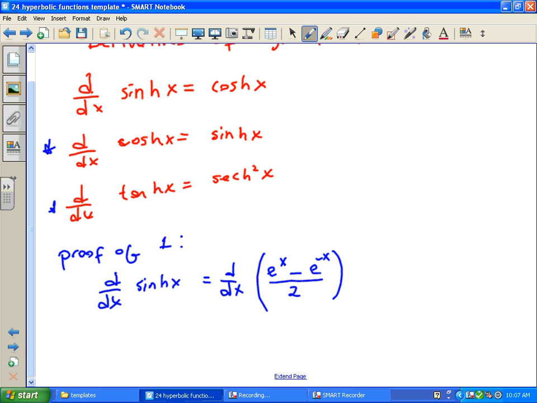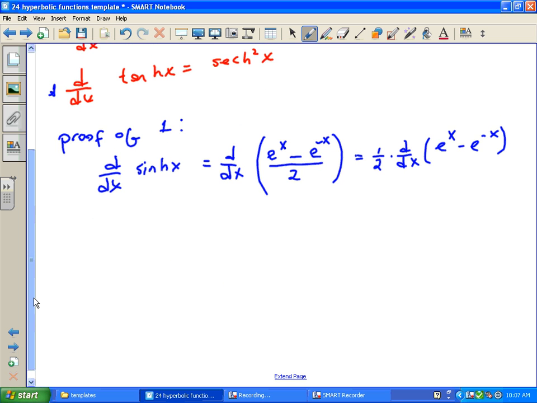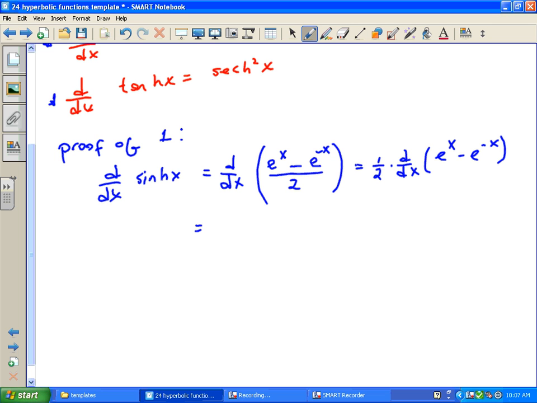We want to take the derivative of this. Well, this is like taking the derivative of an exponential function. We've done that, right? So let's go a piece at a time. Because the bottom is just a constant, I can take that outside. So this is like 1/2 times the derivative of e to the x minus e to the negative x. Okay. So now 1/2 remains.